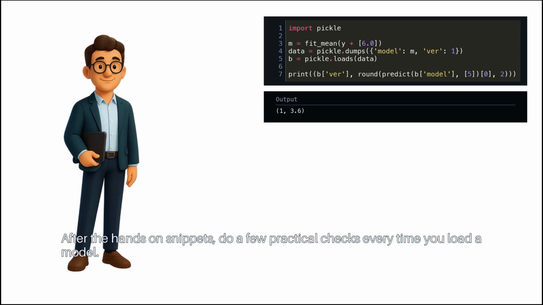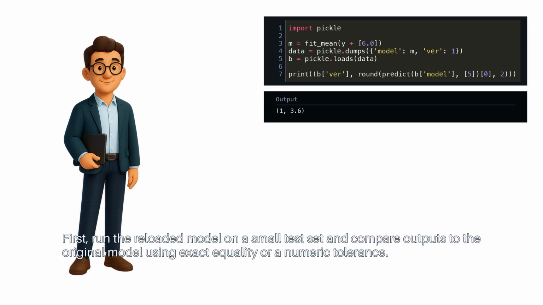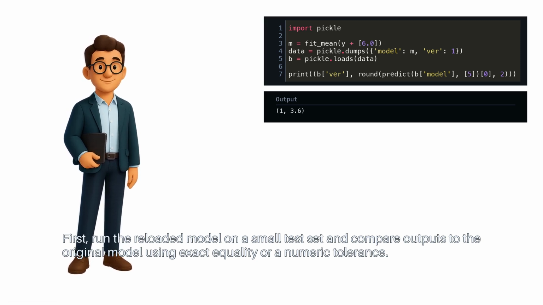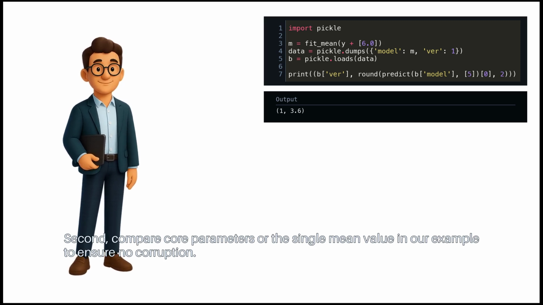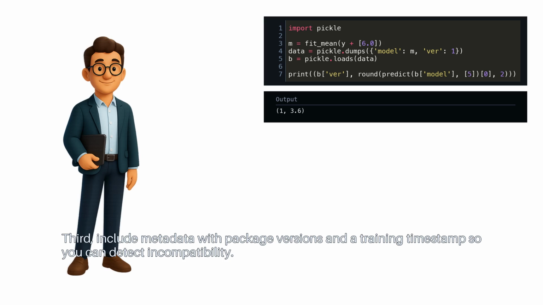After the hands-on snippets, do a few practical checks every time you load a model. First, run the reloaded model on a small test set and compare outputs to the original model using exact equality or a numeric tolerance. Second, compare core parameters or the single mean value in our example to ensure no corruption. Third, include metadata with package versions and a training timestamp so you can detect incompatibility.